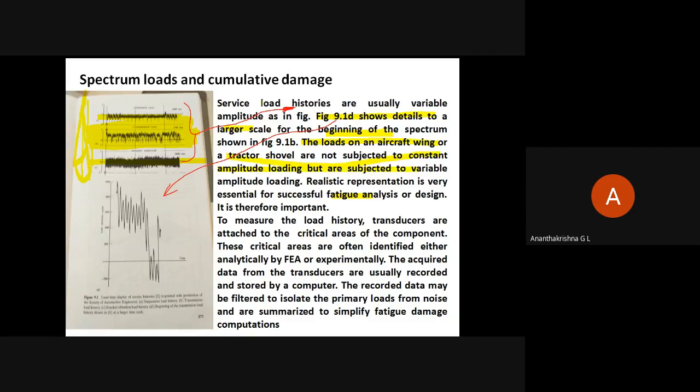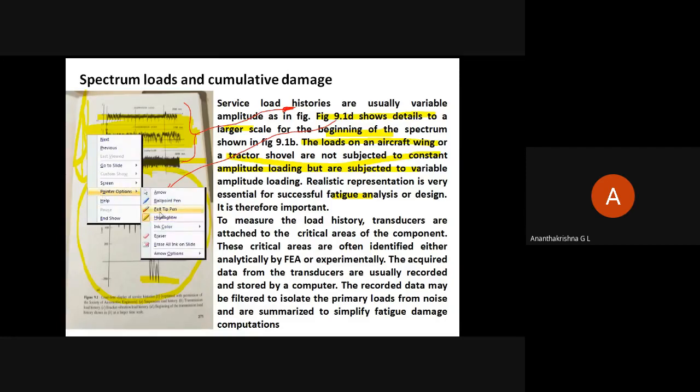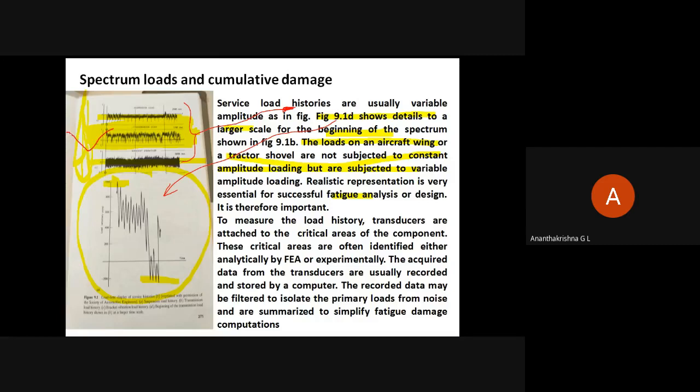The load can be loads on an aircraft wing or a tractor shovel, not subjected to constant amplitude loading. Now this spectrum is enlarged and shown here. Is it okay? Details on a larger scale. So from here, we can at least know the maximum amplitude and minimum amplitude in the entire spectrum that we have got from the machine. This is the entire spectrum, and this is a small part taken on a larger scale, wherein we can get the maximum amplitude that the machine is subjected to and the minimum amplitude loading. That means it is essentially variable loading.